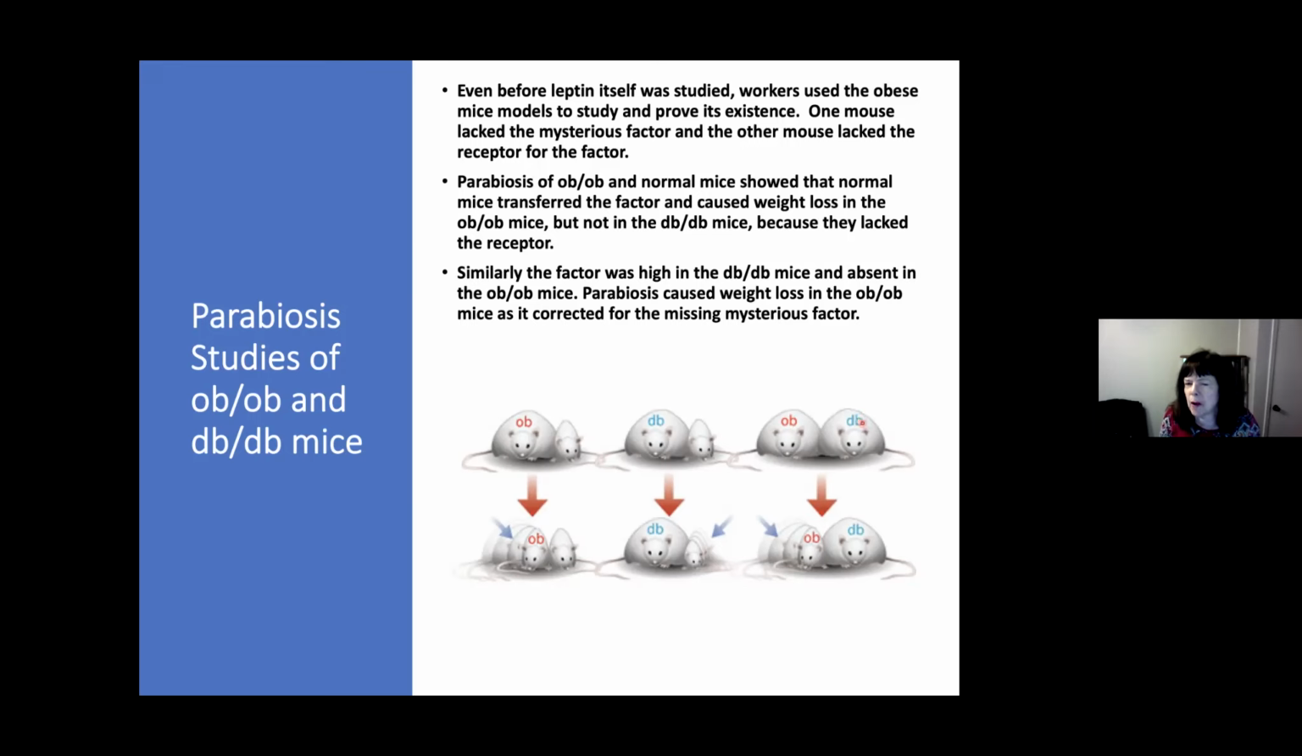And then, of course, if you connect an OB and a DB, you can pretty much guess what's happening. There's no leptin here, but there's lots of leptin here. So this mouse is going to cure this mouse, but this poor mouse is out of luck because it cannot use its leptin. So these are some of the factors that people have played with, and of course, leptin explains all of these changes.